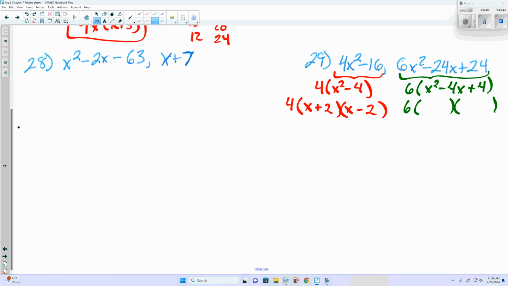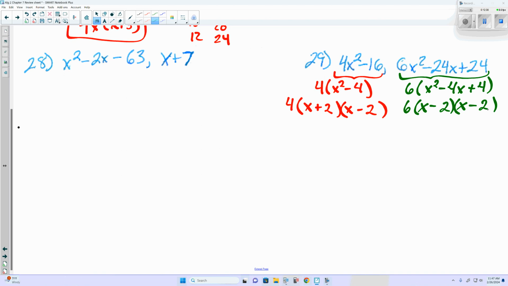Now, when we factor this here, since the third term is positive, our signs are the same and match the sign in the middle term. Minus and minus. Factors of x squared are x and x. Now, our factors of 4 are 1 and 4 or 2 and 2.